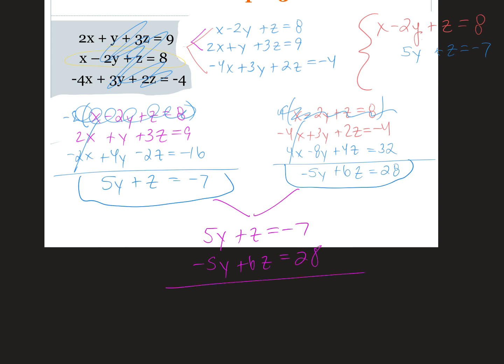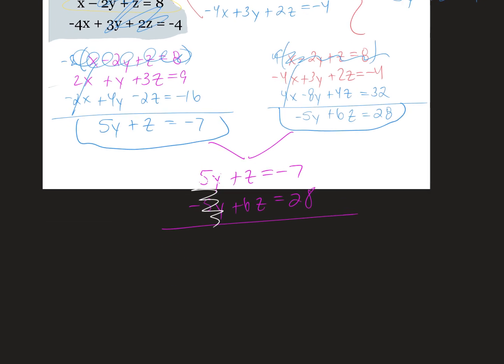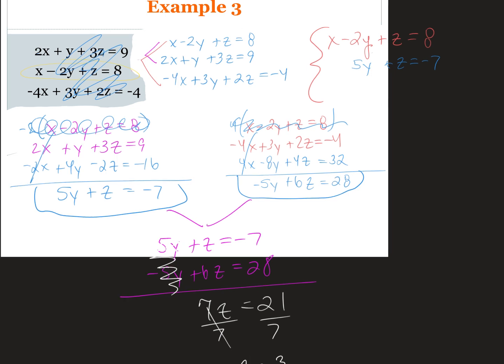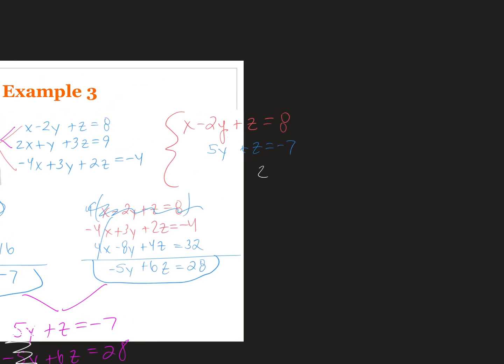Again, this worked out nice and pretty that we don't have to do anything to either of them. I can just go ahead and say what happens to my 5y's. They cancel. What's 1z plus 6z? 7z. And then what's negative 7 and 28? 21. And then divide both by 7, and you get z equals what? 3. So that's your final equation up here, z equals 3. Now, have we answered this question? No. All we did was put our 3 equations with 3 variables into row echelon form, our stair step.